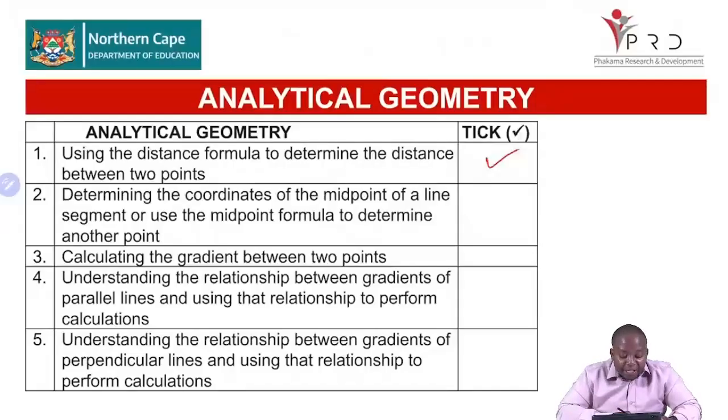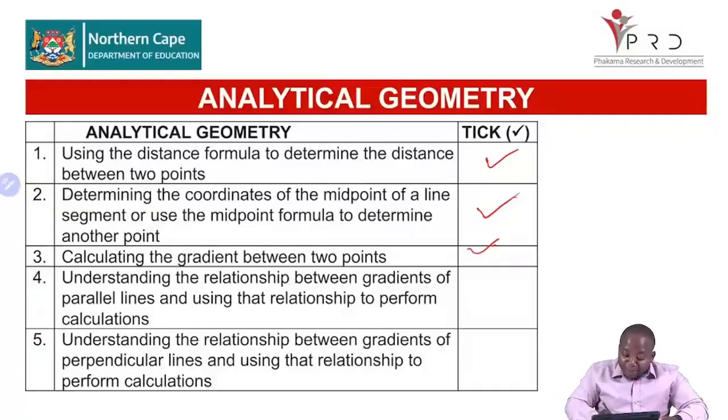Number 2, determining the coordinates of the midpoint of a line segment, or use the midpoint formula to determine another point. So we must be able to work with the midpoint. Again, this is in our formula sheet, the midpoint formula. We must be able to calculate the gradient between 2 points. So this formula again is there in our formula sheet. Understanding the relationship between the gradients of parallel lines, and using that relationship to perform calculations. So remember, parallel lines have the same gradient, so you must be able to work with that relationship.